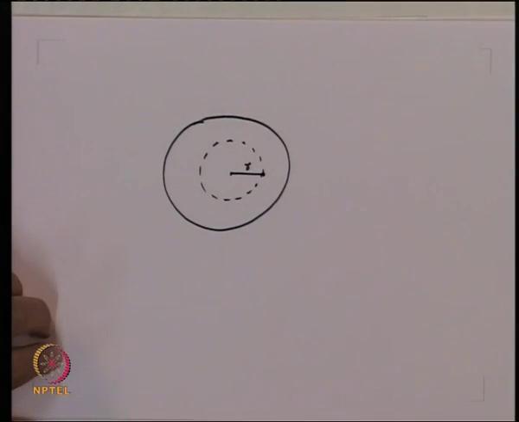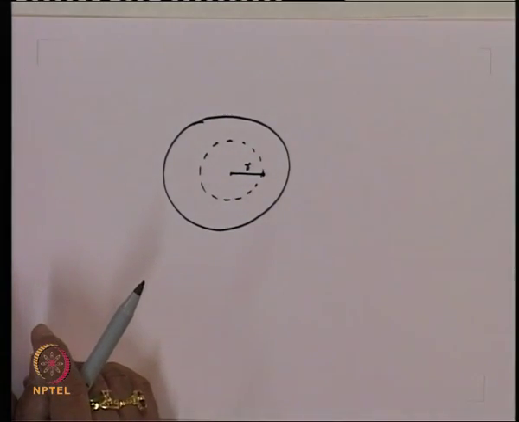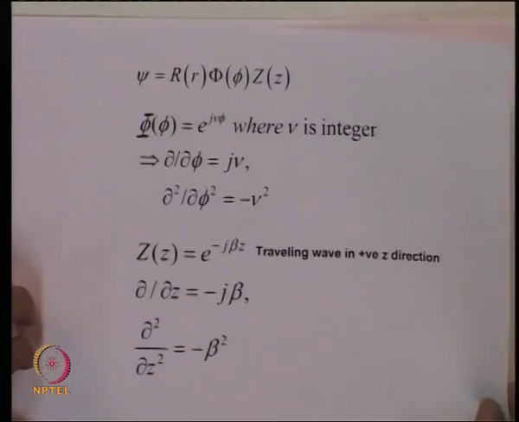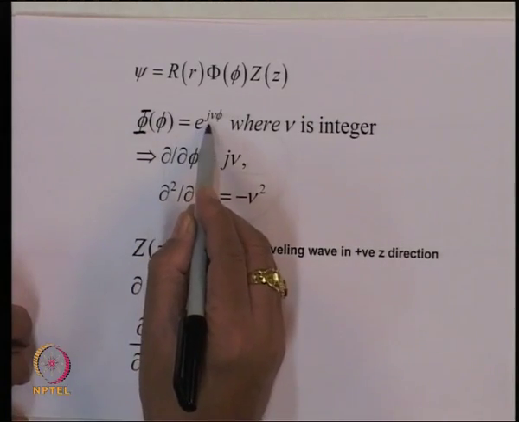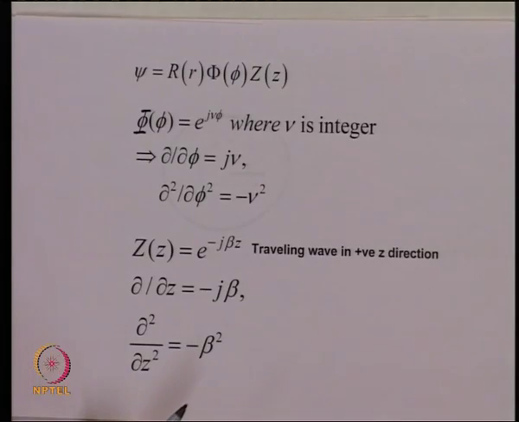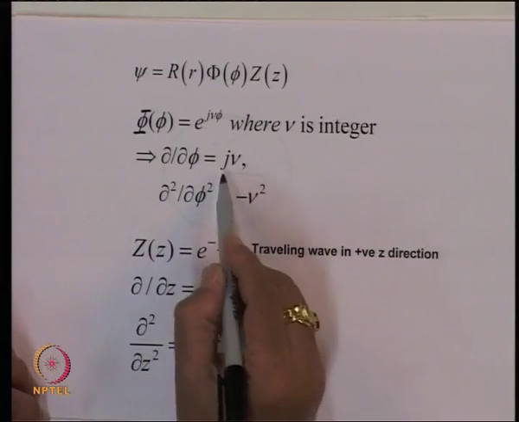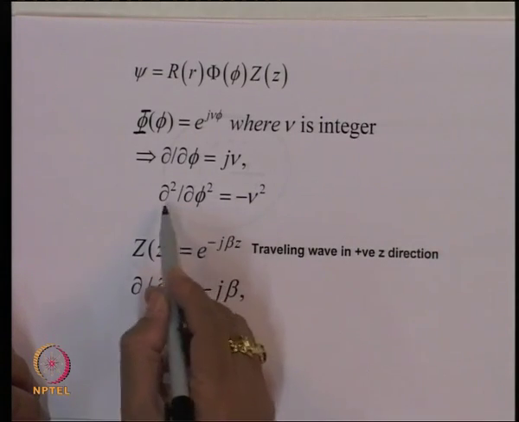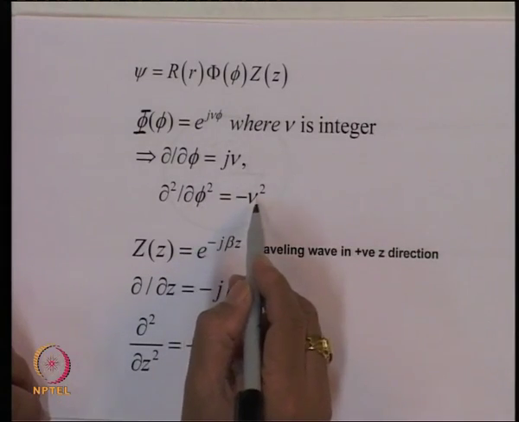So, from this physical understanding that by changing the angle phi by 2 pi, the function must repeat itself, we have a variation of phi which can be given as e to the power j nu phi, and nu is an integer. Once you have that, then any derivative with respect to phi would be equivalent to multiplying by j nu, and the second derivative with respect to phi would be equivalent to multiplying the quantity by minus nu square.